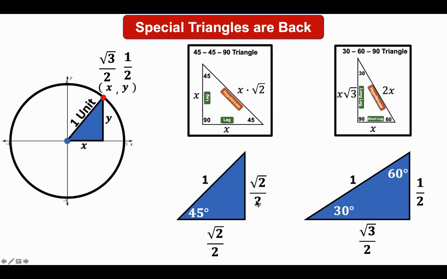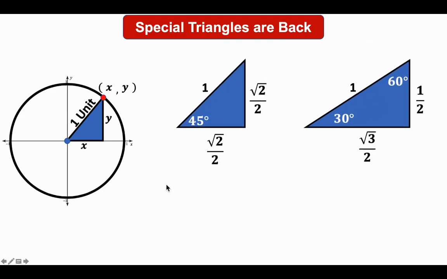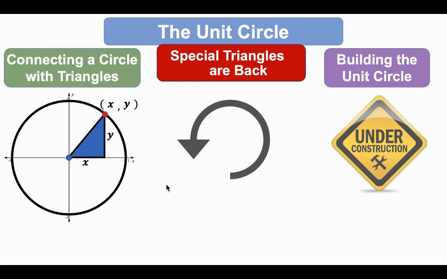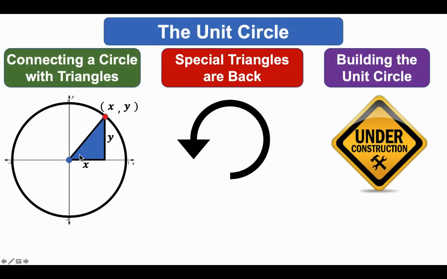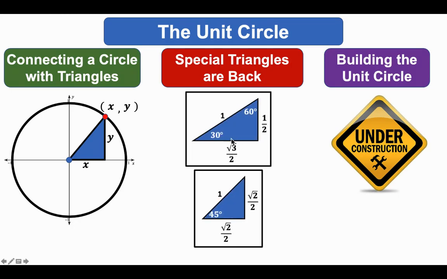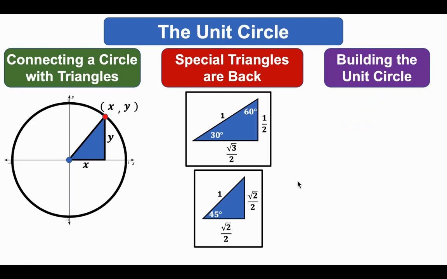And that would be your x and your y value if that was a 30-degree angle right here. All right, so we have our tools that we need to start building this thing. We know that we have triangles that relate to circle coordinates, or coordinates that are on the circle. We know that we are going to focus in on the 30, 60, 90 and 45, 45, 90 triangles that we can build inside of this circle. So that is basically what the unit circle is.